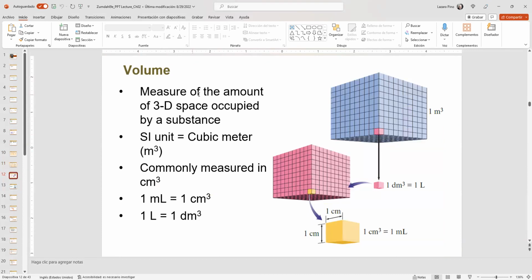Volume is a measure of the amount in 3D space occupied by a substance. In the international system, the unit for volume is a cubic meter. And we usually use a cubic centimeter, and we use this equivalence. 1 cubic centimeter is 1 milliliter, or 1 cubic decimeter is 1 liter.